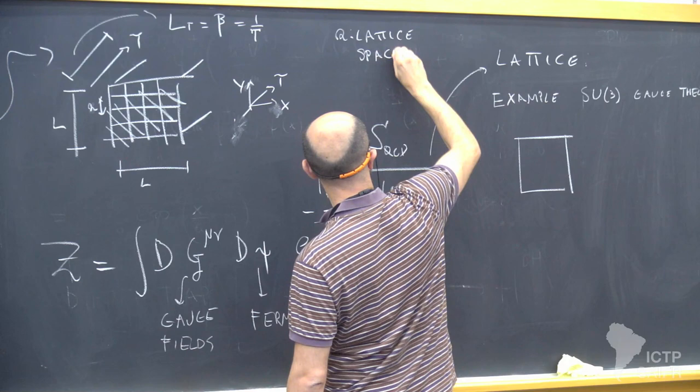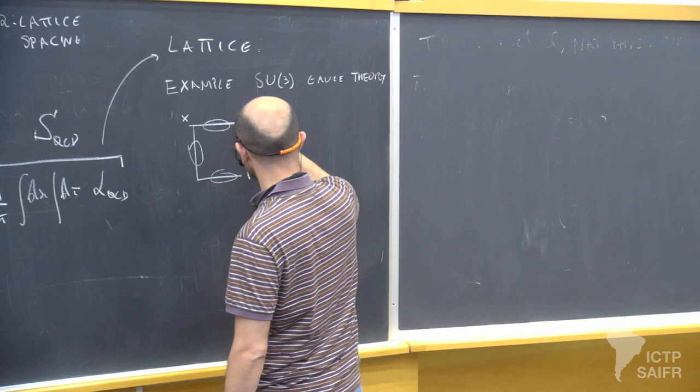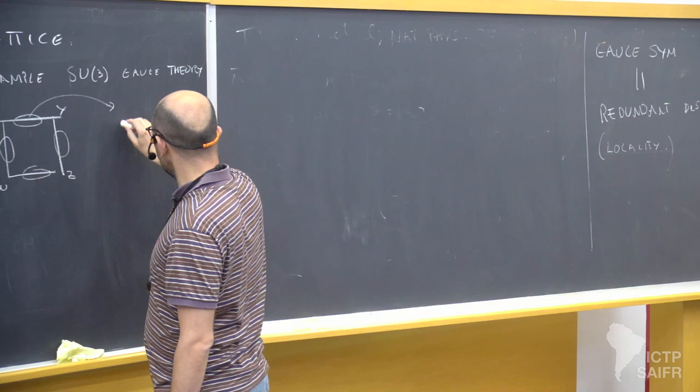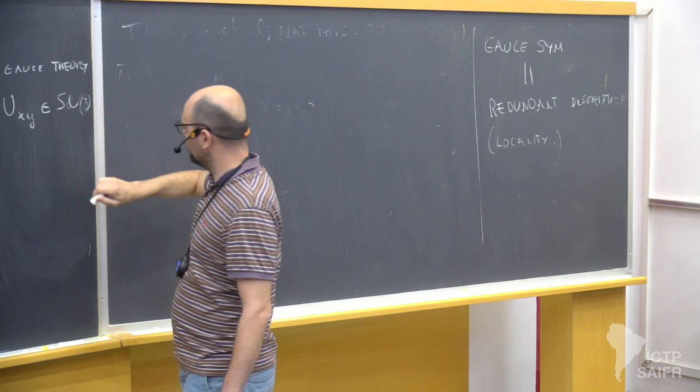And the idea is that we define variables that live on the bonds. Okay? Let me take now, for simplicity, a labeling of these four vertices as x, y, z, and w. And then what we say is that on each of these bonds, there is an object, U_xy, which takes values in the group SU(3). There will be matrices, in our case SU(3). Okay, so the matrices.